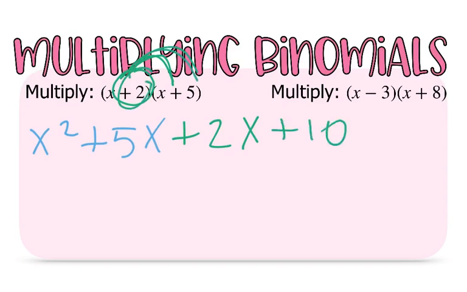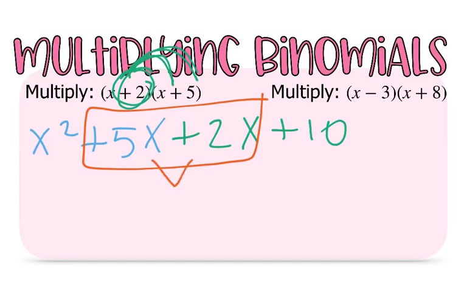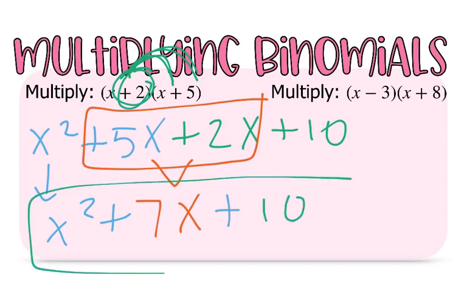And I'm almost done here, but just like I showed you before, if you can combine any of your like terms together, you definitely should. And I can put these 2 together. They're the only ones in here that are like terms, and that gives me 7x. So as my final answer, I'll bring down the rest of the problem. X squared plus 7x plus 10. That is my final answer. And that is a trinomial.